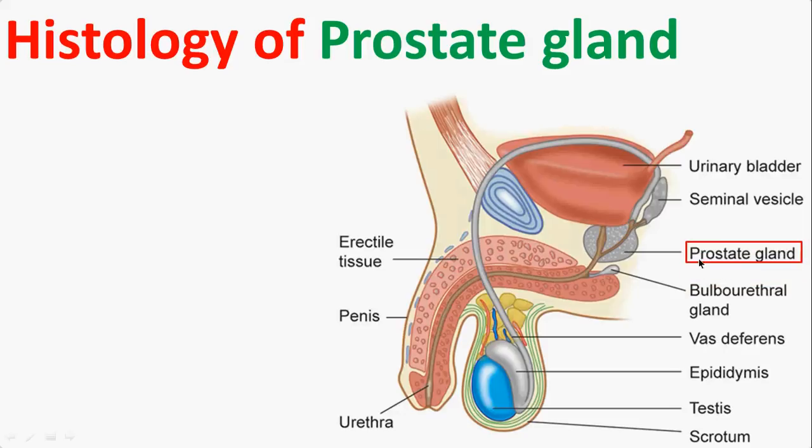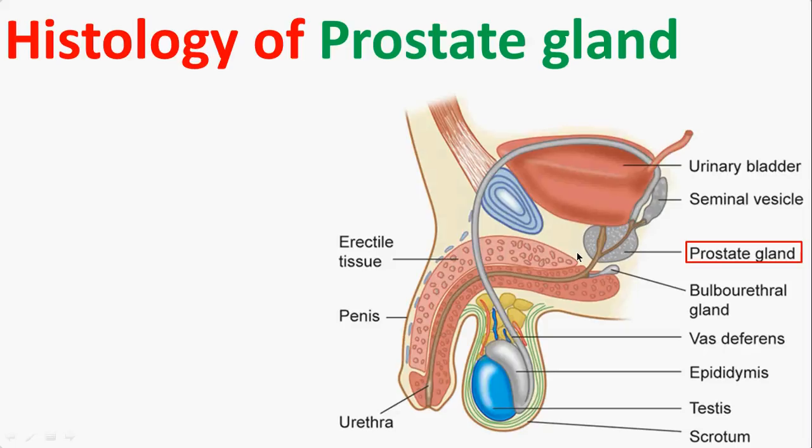Now, histology of the prostate gland. It is the largest of the accessory sex glands. It surrounds the first part of the male urethra, which is called the prostatic urethra. It is a fibromuscular type of gland, and it is surrounded by two capsules. One is the true capsule, which consists of fibromuscular stroma, and the other is the false capsule, the pelvic fascia.